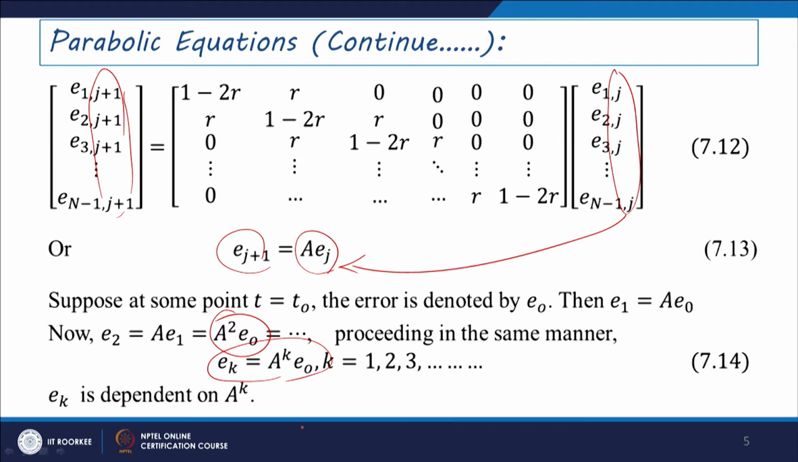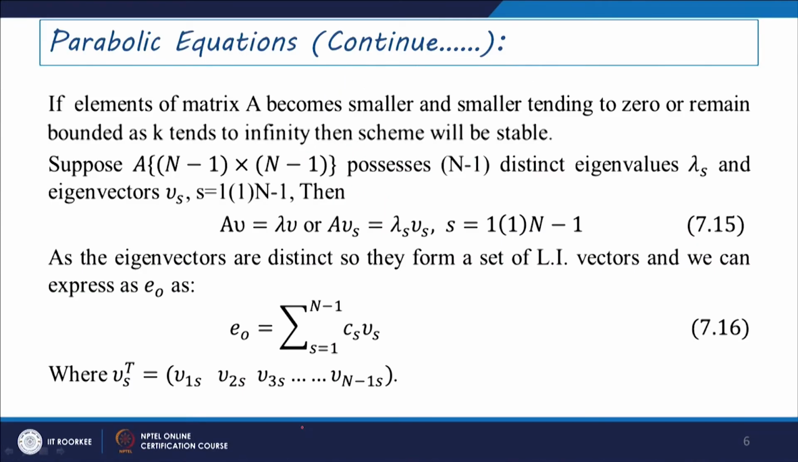And we can find that Ek is dependent on A to the power k, since this error is associated with each of these sequences inside the matrix. If the elements of the matrix A become smaller and smaller, tending to 0 or remaining bounded as k tends to infinity, then the scheme will be stable. Suppose A is the matrix here. Since boundary values are restricted and taken out, we can form a matrix of order n minus 1 by n minus 1 that possesses n minus 1 distinct eigenvalues.